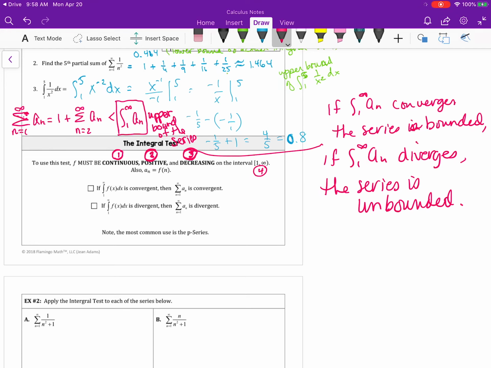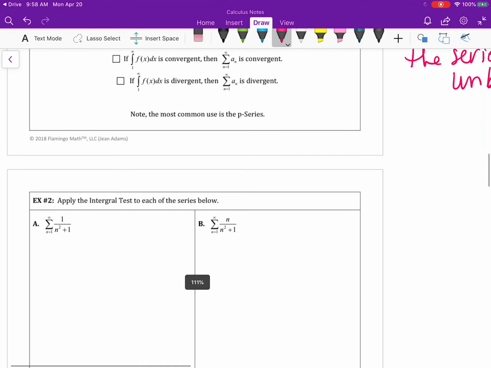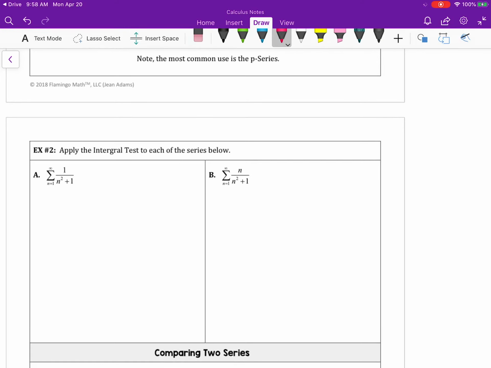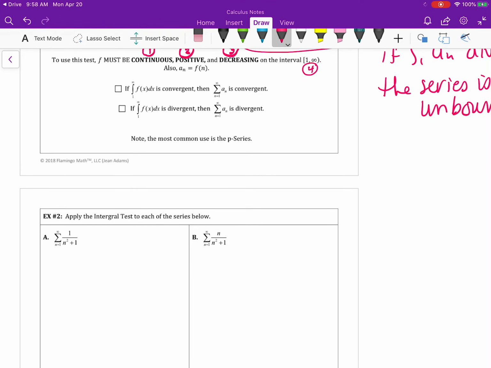First, I have to make sure that it's continuous, positive, decreasing on the interval from 1 to infinity. Then, if it is, I can look at the integral from 1 to infinity, and if it's convergent, then my series is convergent. If my integral is divergent, then my series is divergent. Okay, so this is a nice test. It's not hard at all. So you just have to make sure that you understand it, and we have to check all those things.